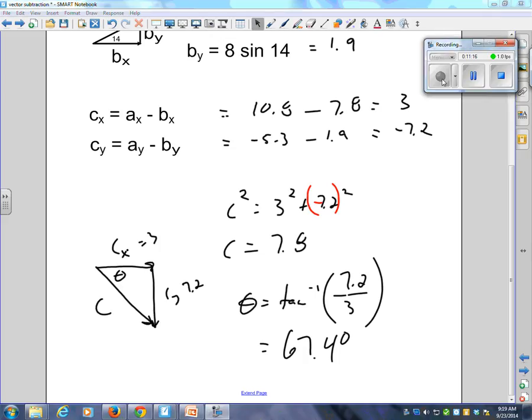So really, with vector subtraction, is there any difference at all? All you do is subtract. The only difference is right in there. That's it. Same concept, right?